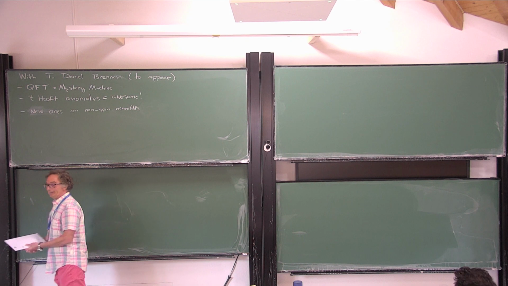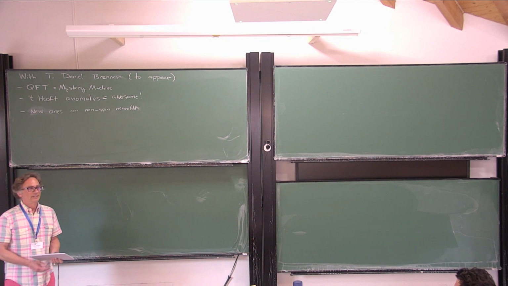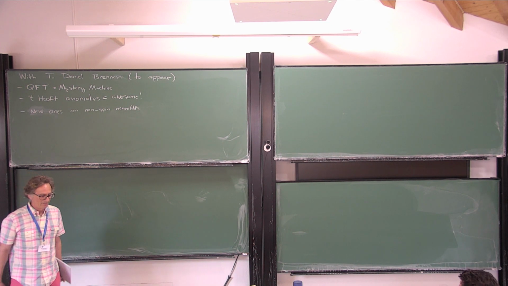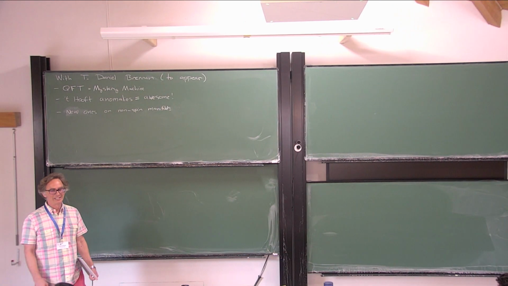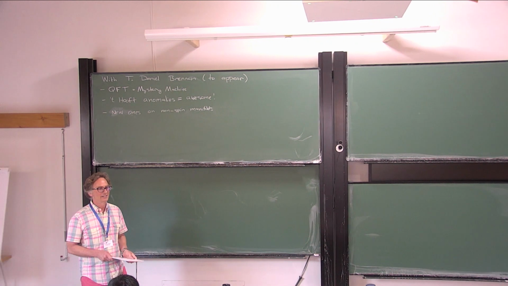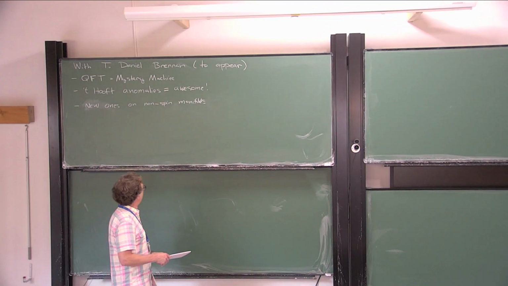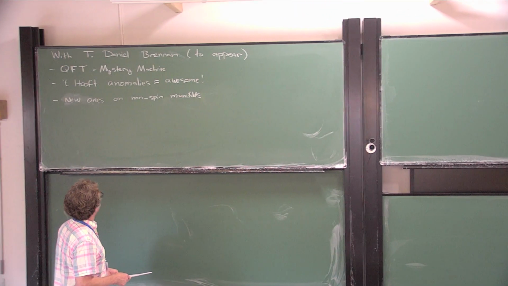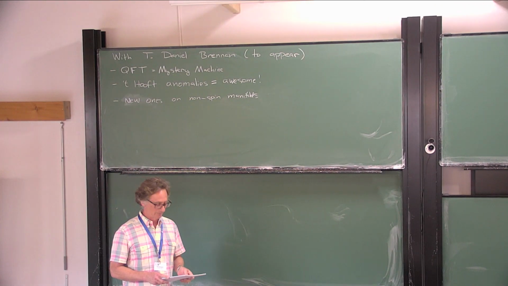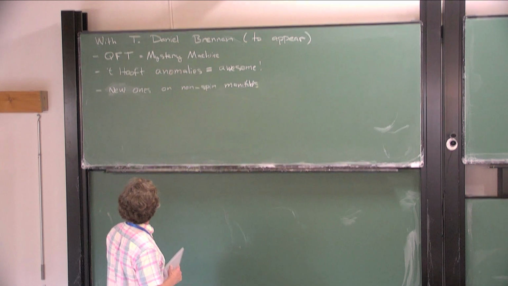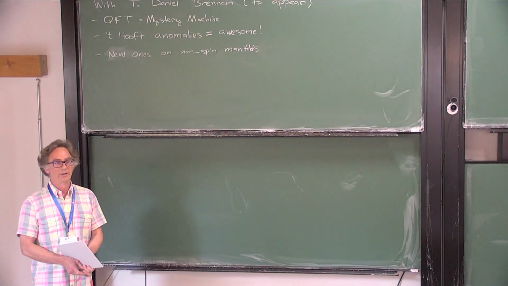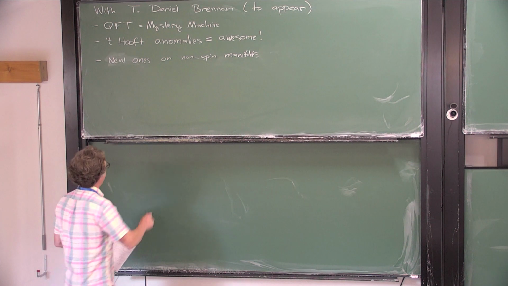My background is thinking about quantum field theory as this mysterious thing. I think of it as some kind of mystery machine, and using symmetries, we could try to get some insights into what's happening. I'll be discussing what 't Hooft anomalies are and why I think they're awesome. The concrete main thing will be some new 't Hooft anomalies that arise on non-spin manifolds.